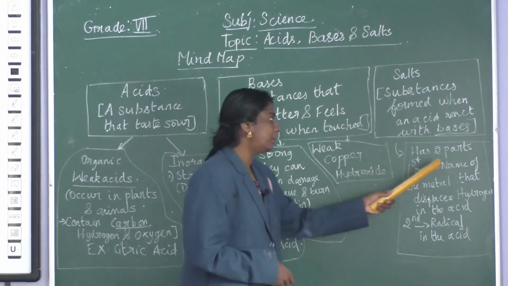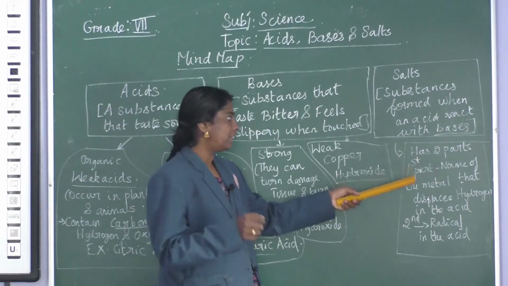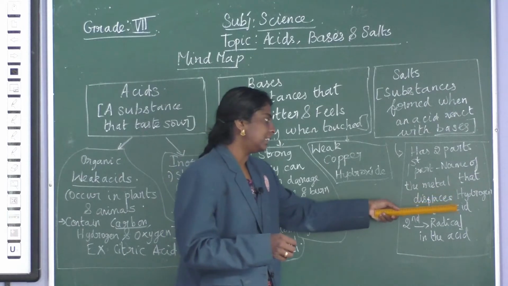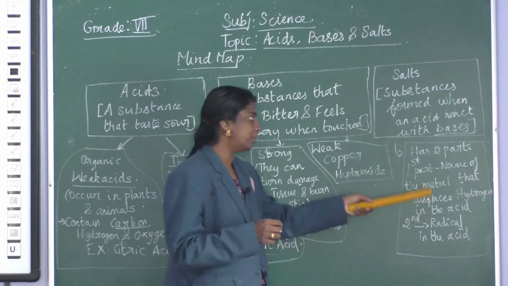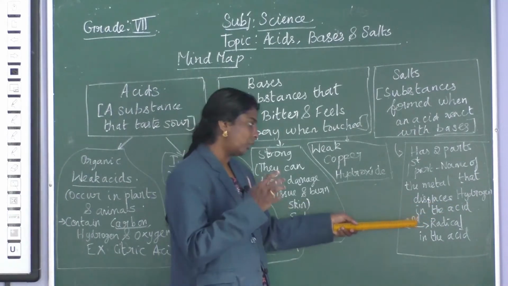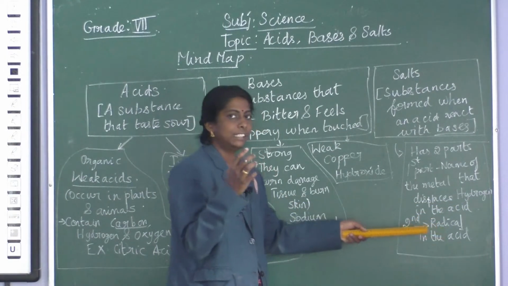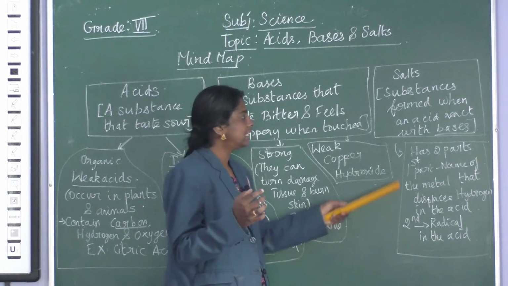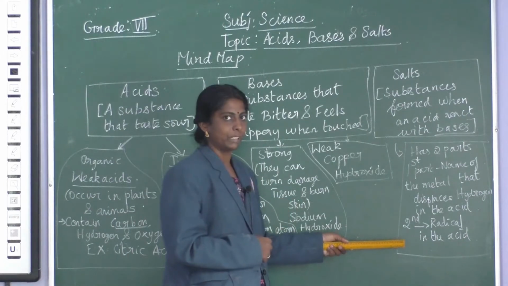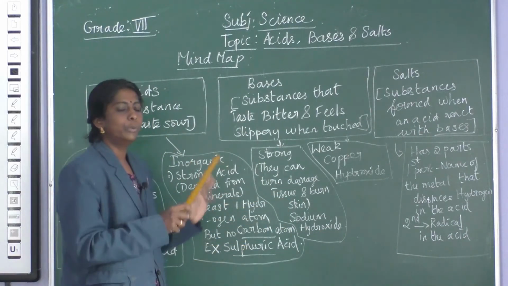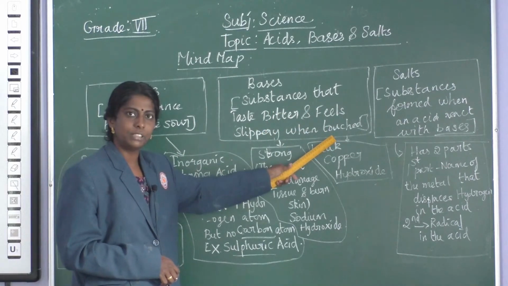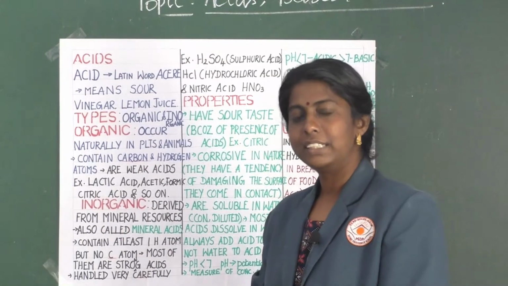Salts have two parts. The first part always refers to the name of the metal that displaces hydrogen in the acid. And the second part always refers to the radical in the acid. You can understand this when I cover the particular topic. In this chapter, on the whole, we are going to learn about acids, bases and salts. Clear, children? Yes.